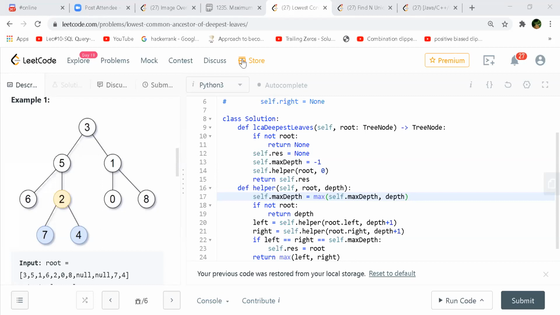In this case, it's like from the bottom I'm starting with 7, 4, and then checking and comparing. Like if the depth of left and right both is equal to the max depth, then that is your one possible answer.